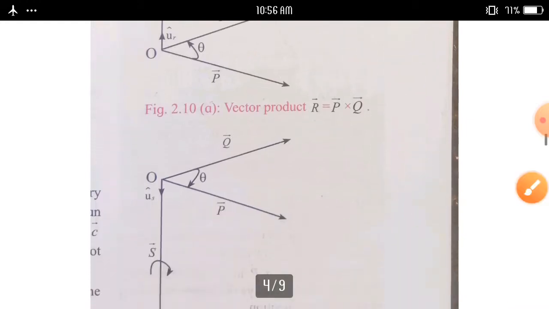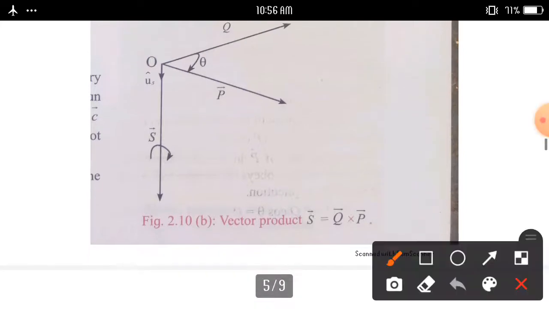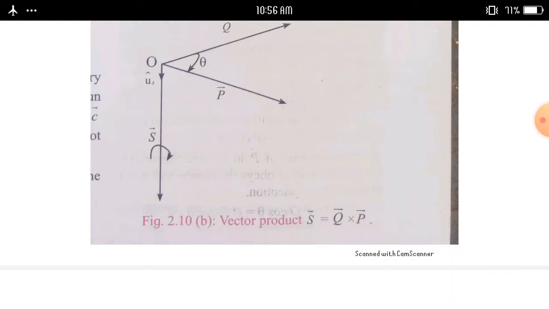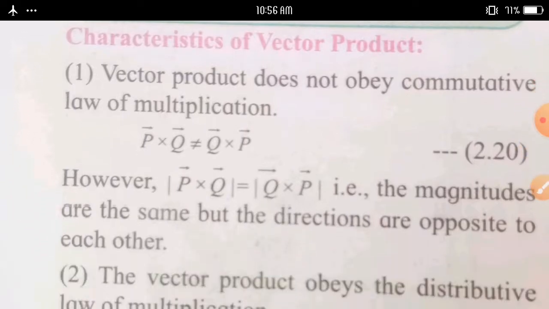And in another diagram, suppose we multiply these two vectors, with the directions of p bar and q bar in this way. When q bar cross p bar, then we can write the resultant in this way, in the downward direction, s bar. The vector product we can write as s bar is equal to q bar cross p bar. Then we can discuss the characteristics of vector products.